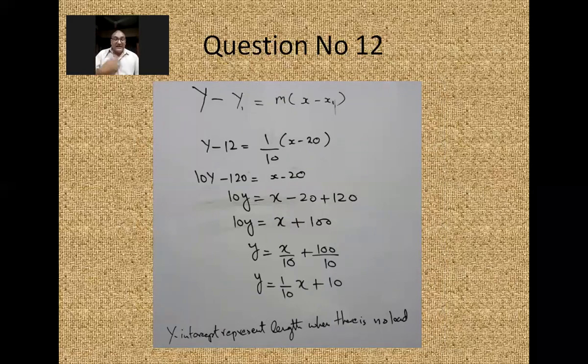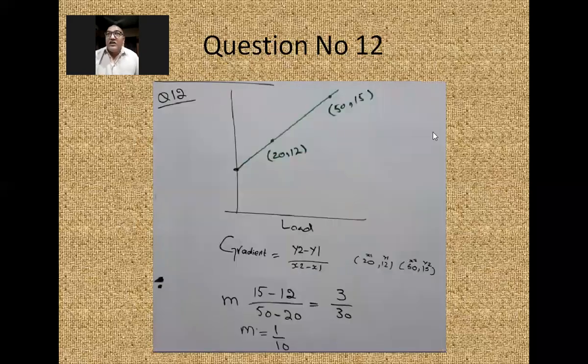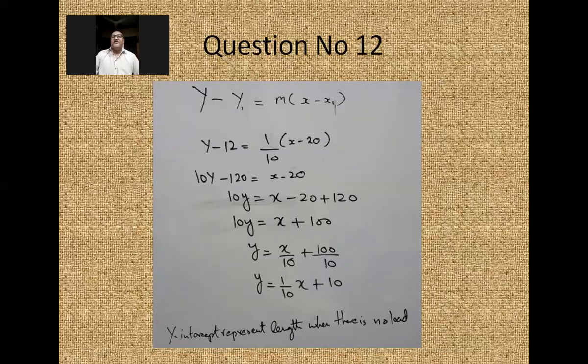The second part is to state what the value of the y-intercept represents. The y-intercept means that when this line cuts the y-axis, what does this point represent? Here the load is 0. So the y-intercept represents the length of the spring when the load is 0. Length of the spring when the load is 0.